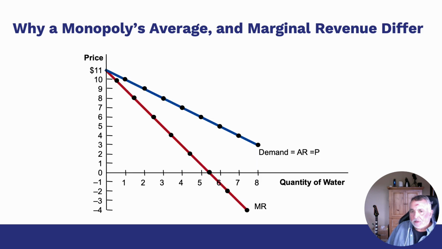So here is a graph showing the table, basically. You can see at a price of 11, they sold none. At a price of 10, they started to sell more. And what happened was the price effect made the marginal revenue fall faster than the average revenue. And this is just a graph showing what was on the previous table.